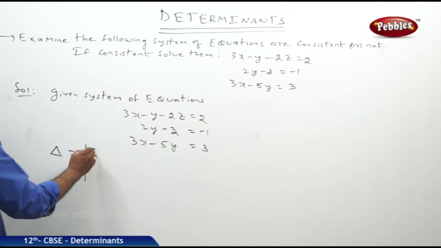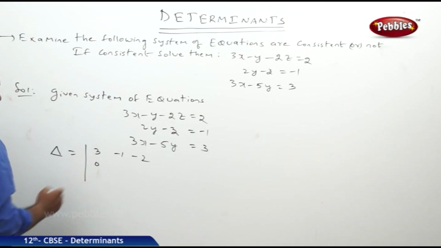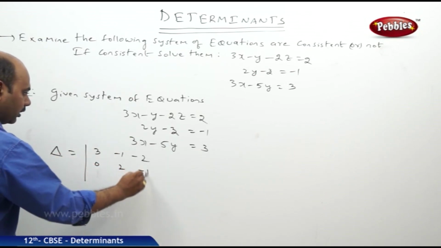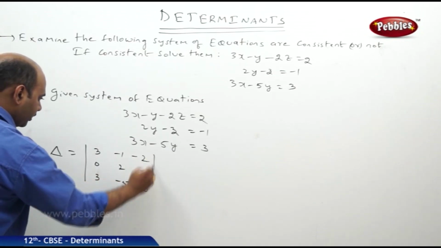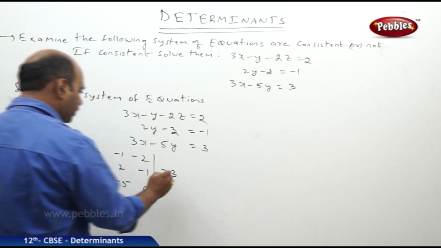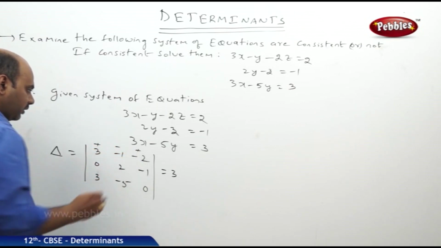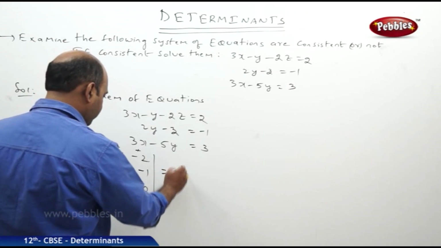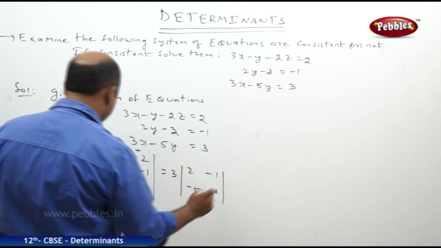What is our delta? 3, minus 1, minus 2, and there is no term involving x in the second equation, so I am putting 0 here, then 2 and minus 1, and later 3, minus 5, 0. So later what happens? 3 into its determinant. I think by this time you should be perfect with solving the determinant. So 3 into its minor, which means 2, minus 1, minus 5, 0.